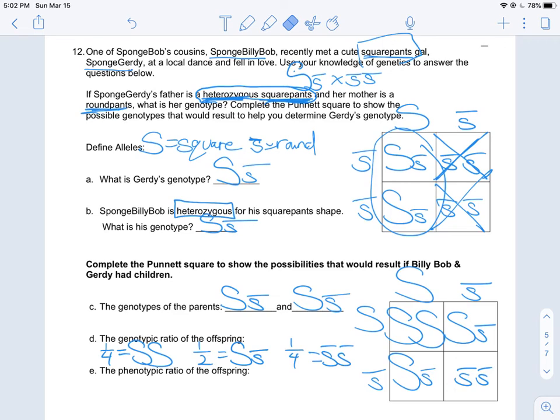All right, now phenotypic ratio. Again, if they have the dominant allele, then they're going to have square pants. So this would be square pants, this would be square pants, and this would be square pants. So 3/4 of the offspring would have square pants. And then 1/4 would be round. All right, and that's how you do number 12.